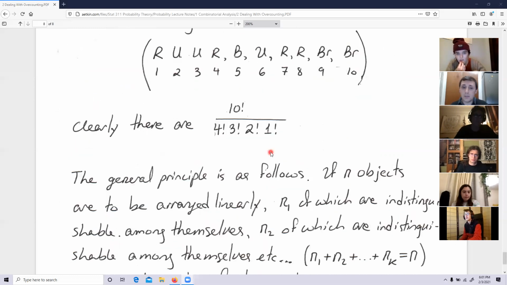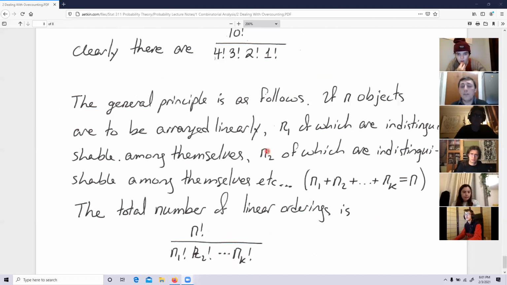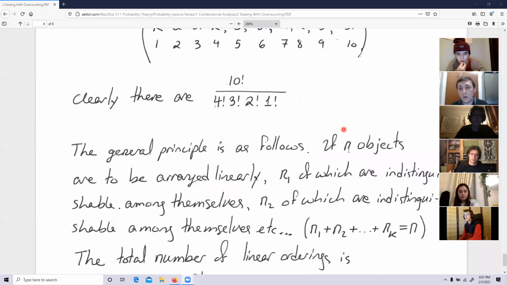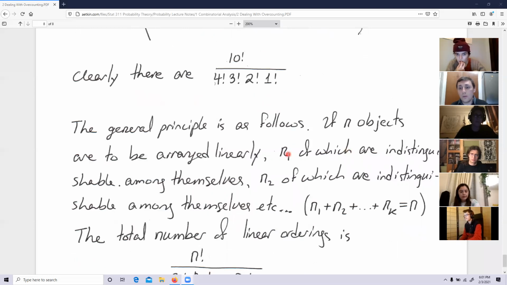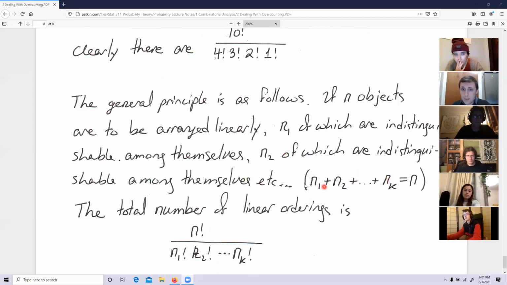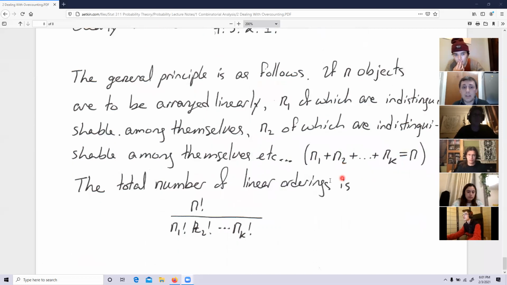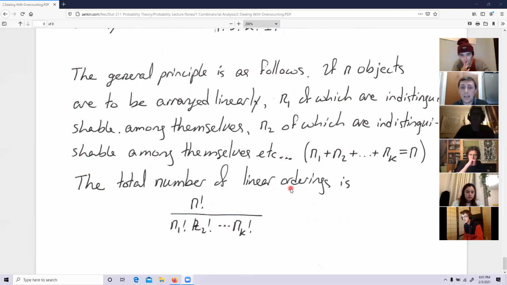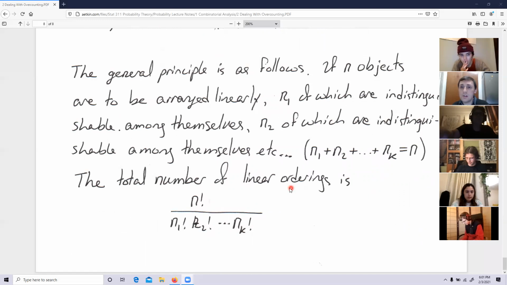Good? So the general situation is this. If you have altogether n objects, and n1 of those objects are indistinguishable, and n2 are in another category, among themselves indistinguishable, and so on, where n1 through nk sum to n, then the number of total linear orderings that I can tell apart is n factorial over n1 factorial, n2 factorial, nk factorial. Clear? No problem there, right? So moving on.